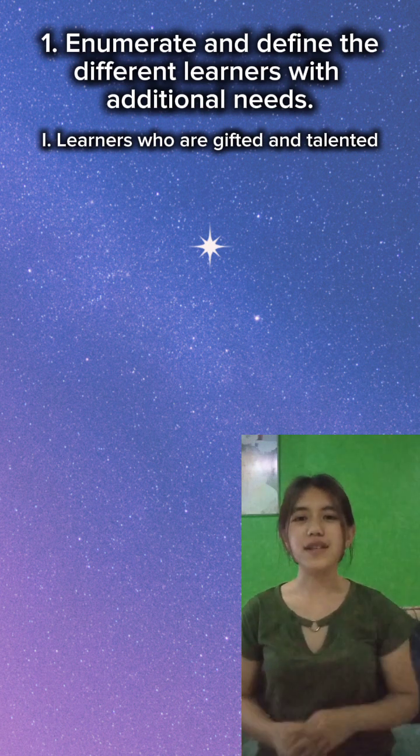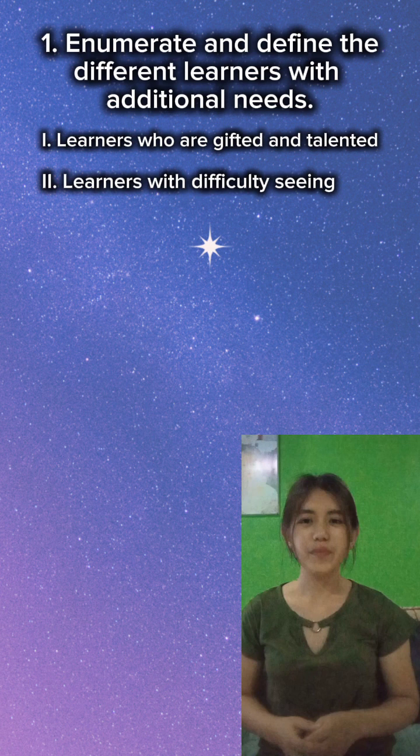The second one is the learners with difficulty seeing. Individuals with visual impairment that affect their ability to see clearly. For example, Alex, who uses braille materials due to visual impairment.